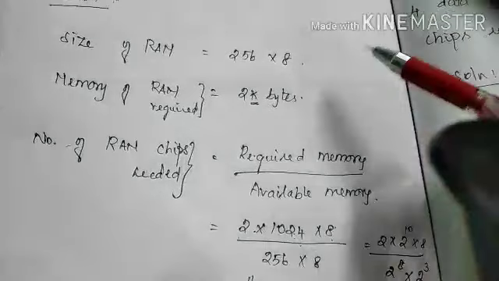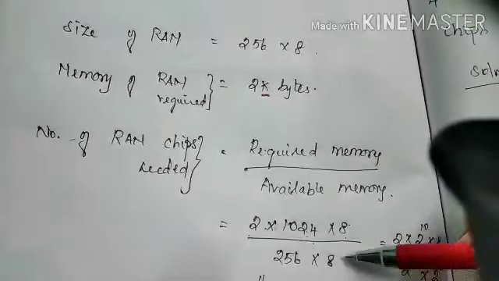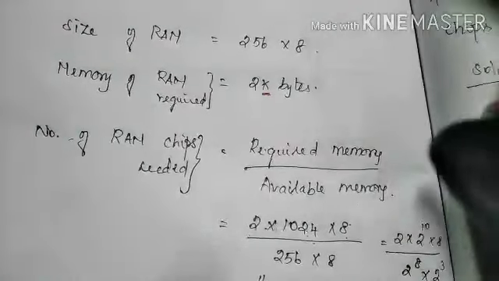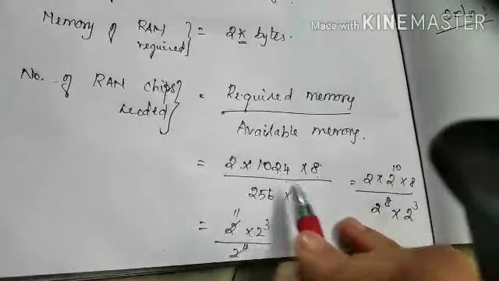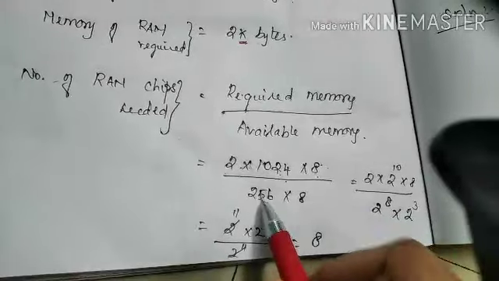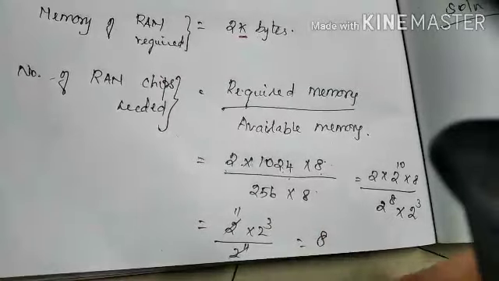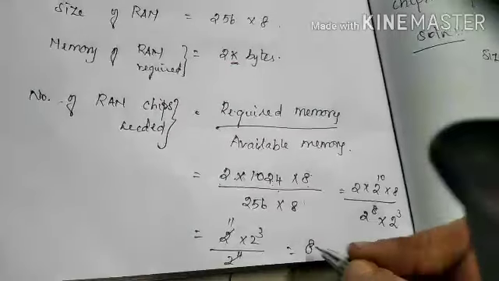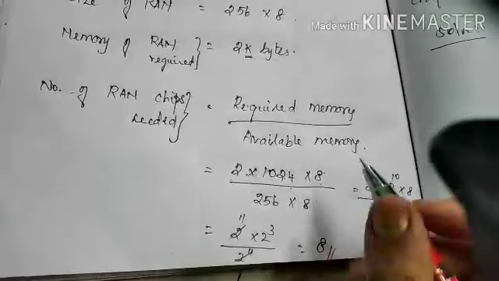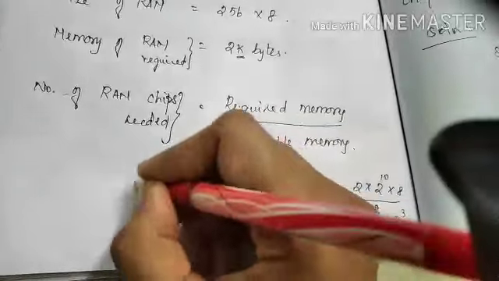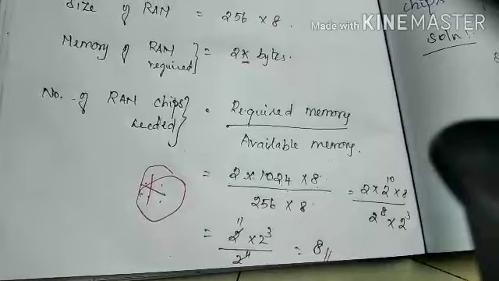As it is, the size of RAM is our available memory, that is 256 into 8. So 8 gets cancelled. 2 we can write as 2 power 10 over 2 power 3, again 2 power 8 over 2 power 3. All things get cancelled. In the remaining, only 2 power 3 is pending. That is the number of RAM chips needed. So 8 is the number of RAM chips needed. Remember this formula. This problem is very important, so I have selected it to teach here.